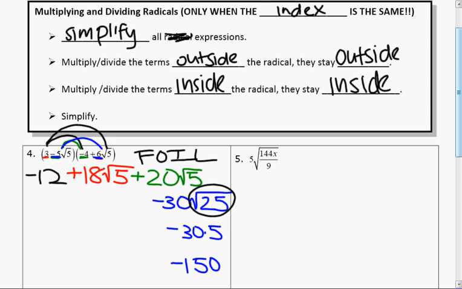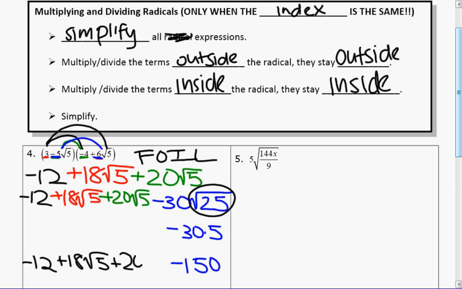And then we need to bring down the other ones because they still have to come along for the ride. So we have a negative 12. We have a plus 18 square root of 5. And we have a plus 20 square root of 5. Okay, so we'll just bring them down to the bottom line because we're down there. So negative 12 plus 18 square root of 5 plus 20 square root of 5.